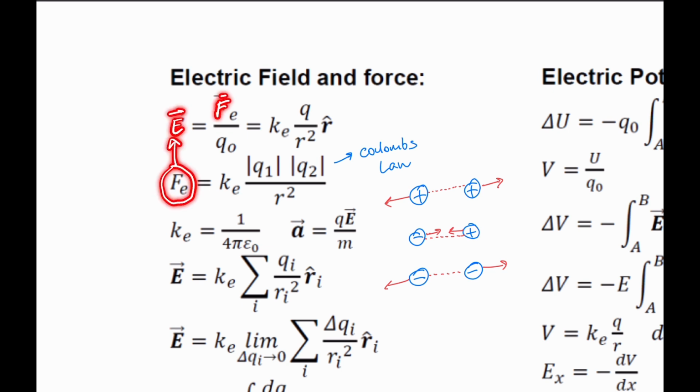This F is a vector. It's bold with a line on top. This E and this E are also vectors. This A, which we will get to, is also a vector. However, this F is not a vector. It is just a magnitude. And basically, it just tells you the force between these two particles. It doesn't tell you anything about the direction.